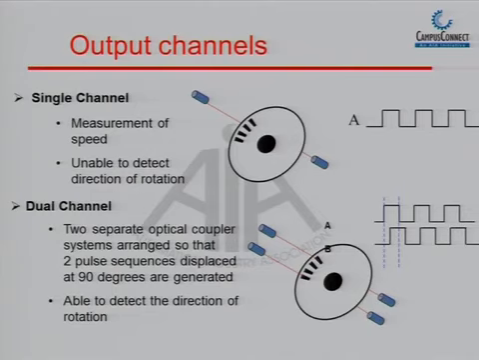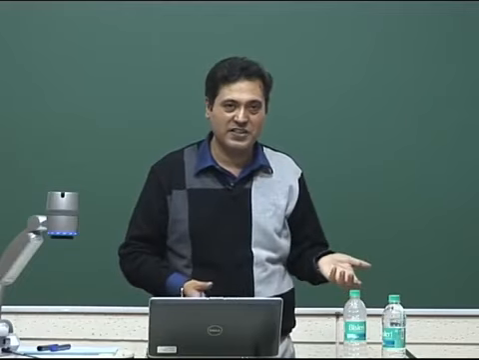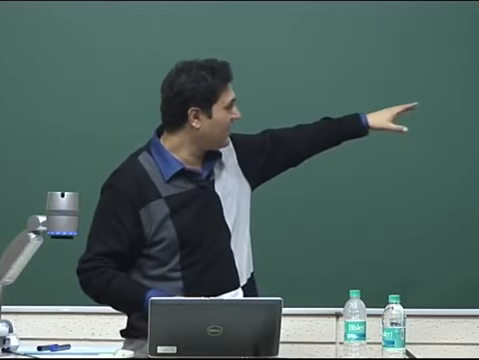Now for measuring the direction, there are two channels. That means there are two photodiode assemblies inside it, with a phase shift of 90 degrees between the two. If A is leading B, it's rotating in the clockwise direction. If B is leading A, it's rotating in the anti-clockwise direction. So this is the concept.